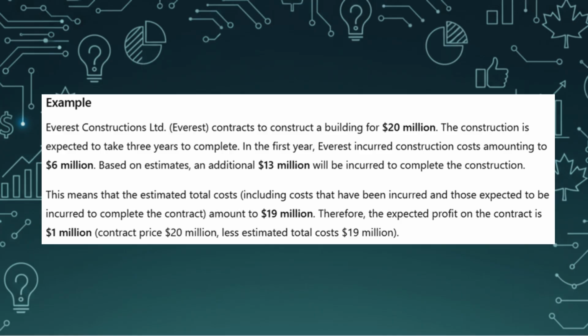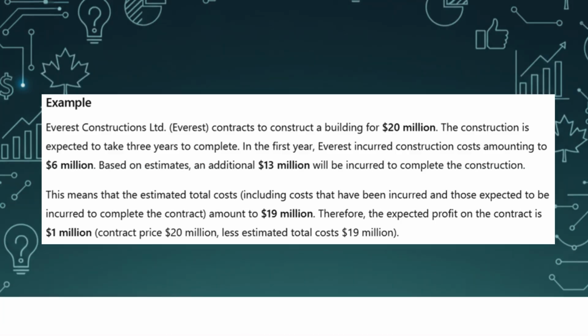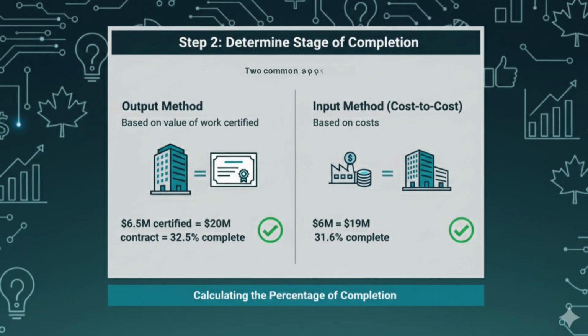Once we know whether the project is profitable overall, the next step is to measure how much of the project is complete. Step 2. Determine stage of completion. 2 approaches are common. Output method. Based on value of work certified. The company has to contract the services of a surveyor that will estimate the amount of work completed to date. Example: $6.5 million certified divided by $20 million contract equals 32.5% complete.